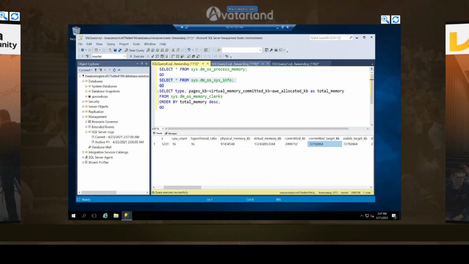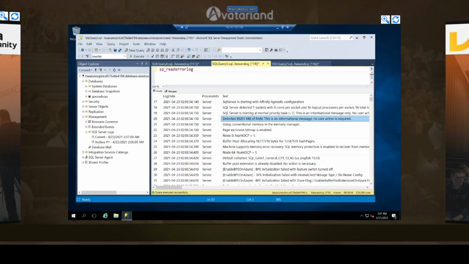But notice this is interesting. I'm going to go over here and look at the error log. You get to look at the error log in a managed instance. And in here, notice that we think we have about 89 gig of memory available. So the VM that this is running under has almost 89 gig available.